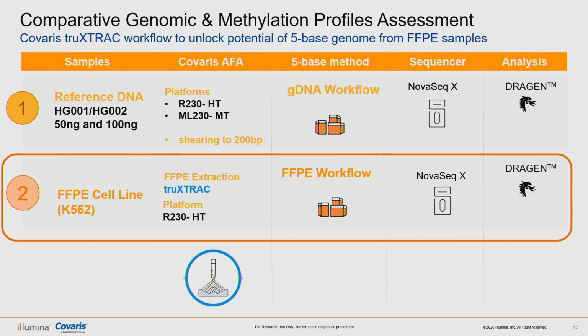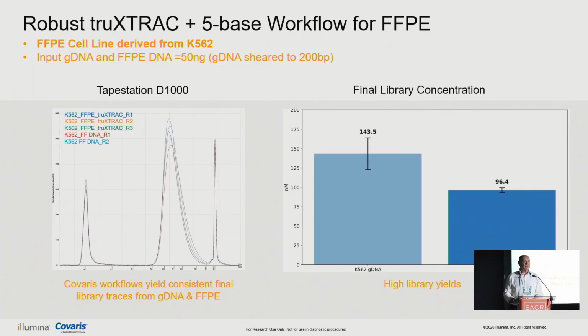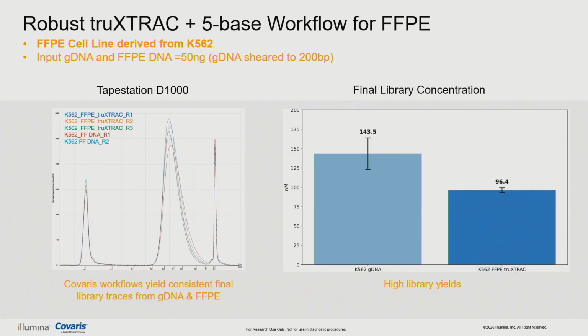So here we took the genomic DNA from a reference DNA, and we sheared that down to 200 base pairs to have it equivalent to what we get from the FFPE, and we compare the outcome from the library preparation and sequencing. And just looking at the cell cultures that are then formalin fixed and embedded in paraffin, we extract that with our truXTRAC solution and run it through the 5-base workflow.